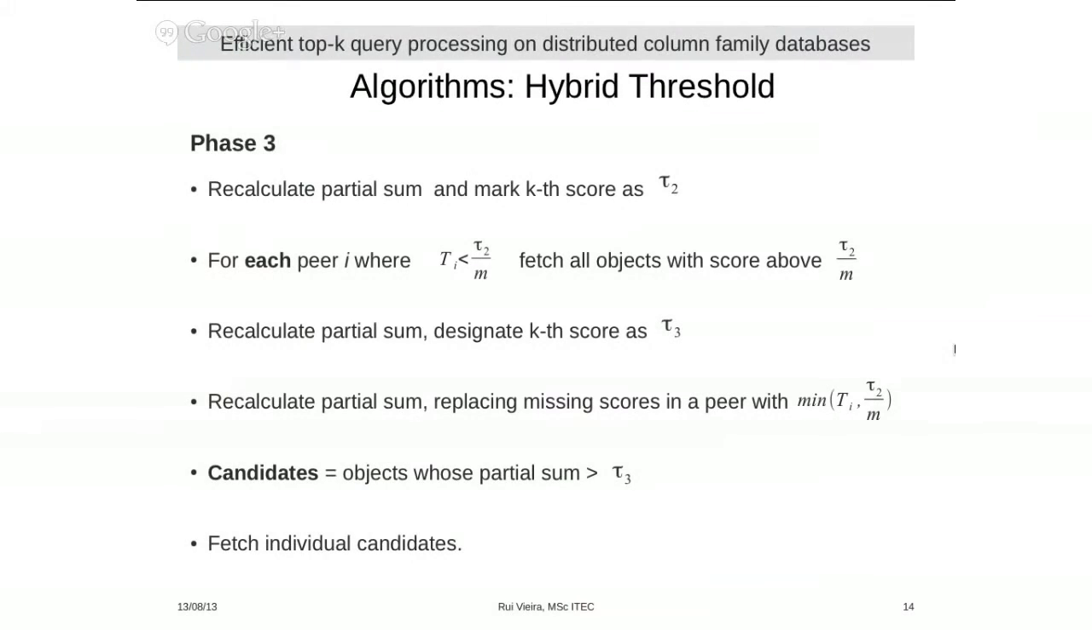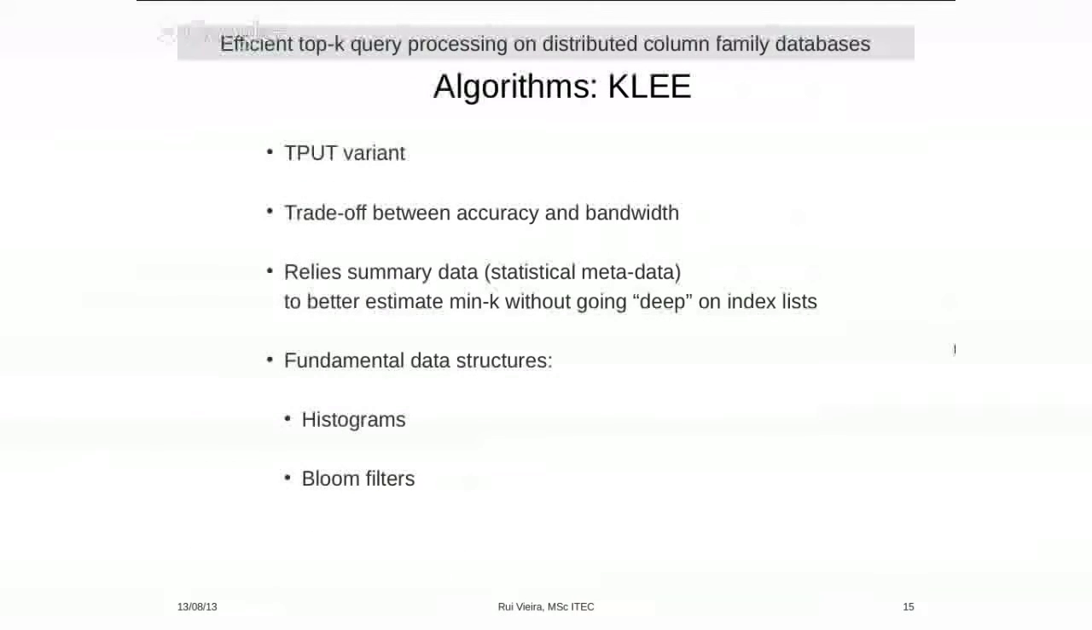So you can see it's a quite complex algorithm, but the difference from TPUT is that it calculates local thresholds. Instead of calculating a uniform threshold for all the peers, it actually adapts the threshold to the distribution in each peer. So the final algorithm we implemented, just quick overview, is KLEE.